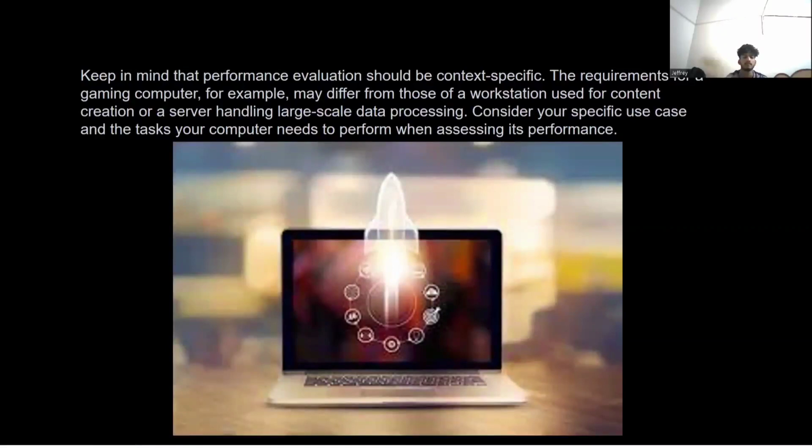Keep in mind that performance evaluation should be context-specific. The requirements for a gaming computer, for example, may differ from those of a workstation used for content creation, server handling, or large-scale data processing. Consider your specific use case and the tasks a computer needs to perform when assessing its performance.